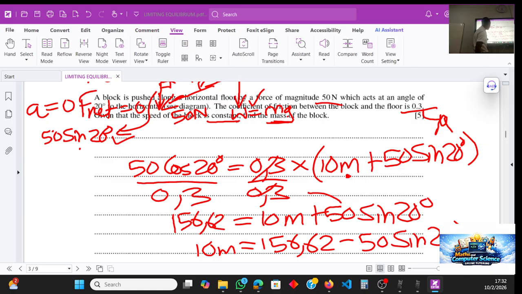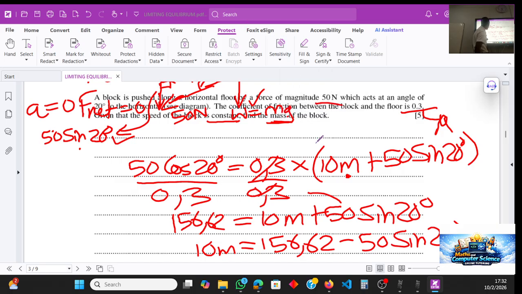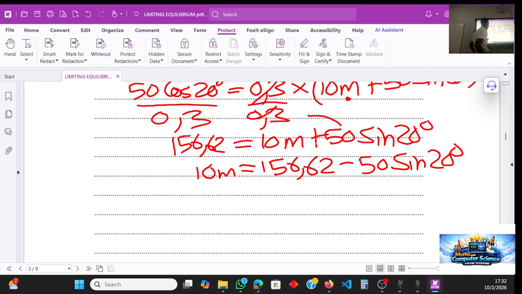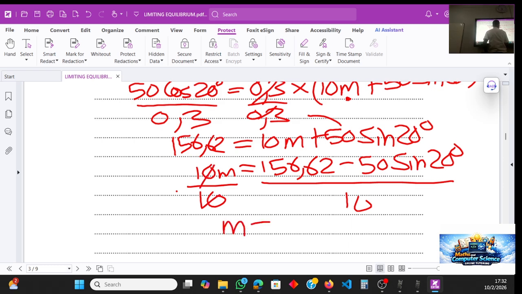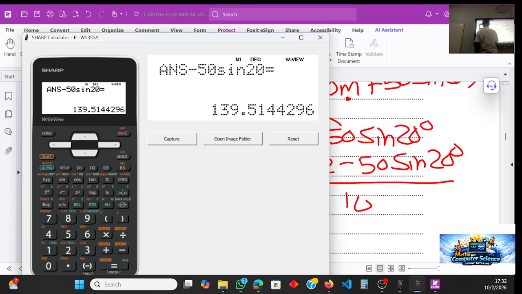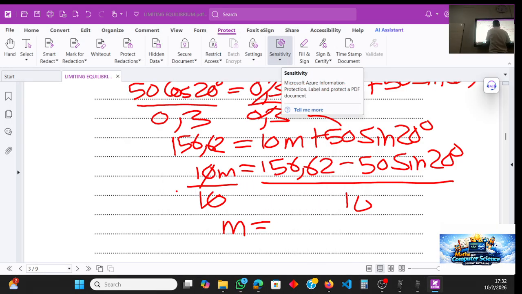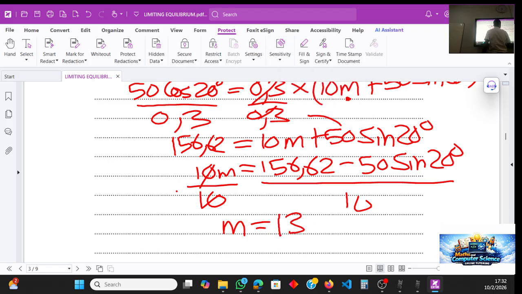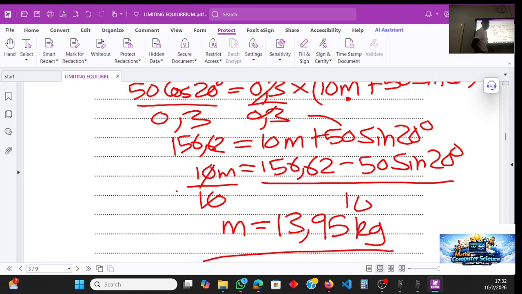So if I want m, I'm going to divide both sides by 10. So when I divide here by 10 and that side by 10, what it will imply is my m will be, let me take my calculator and divide the answer there by 10. The result is going to be 13.951. So I can say the mass of the object is 13.95 kilograms. I think that's all we needed on this problem.